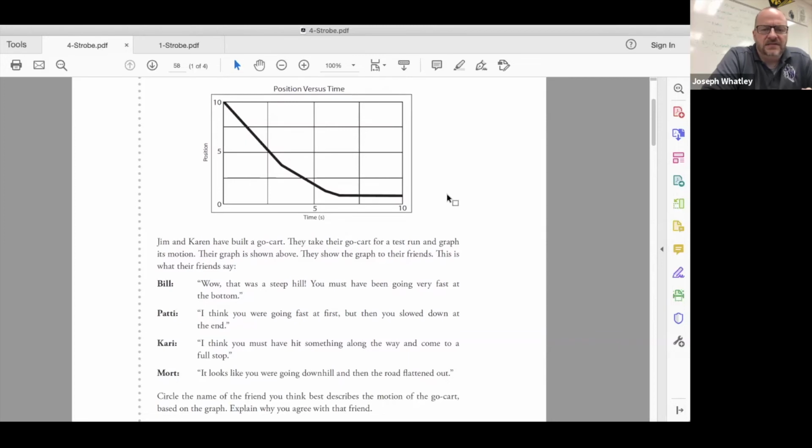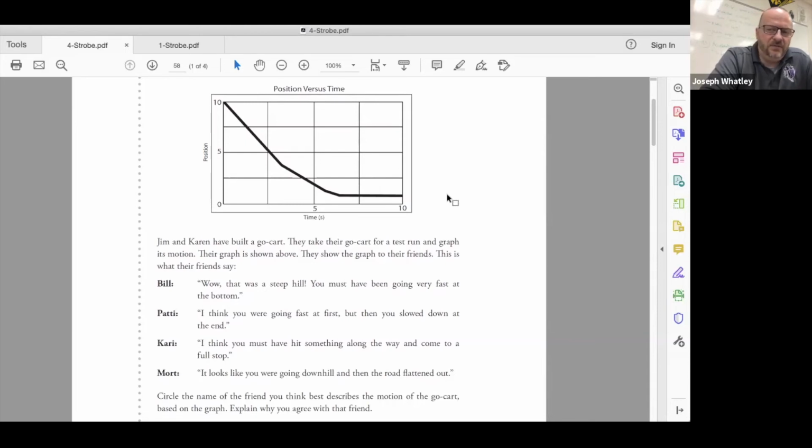So this tells us that Jim and Karen have built a go-kart, and they take their go-kart for a test run and graph its motion. So this is a position versus time graph. Their graph is shown above. They show their graph to their friends because these are really boring kids and they graph things and share with their friends. This is what their friends say.